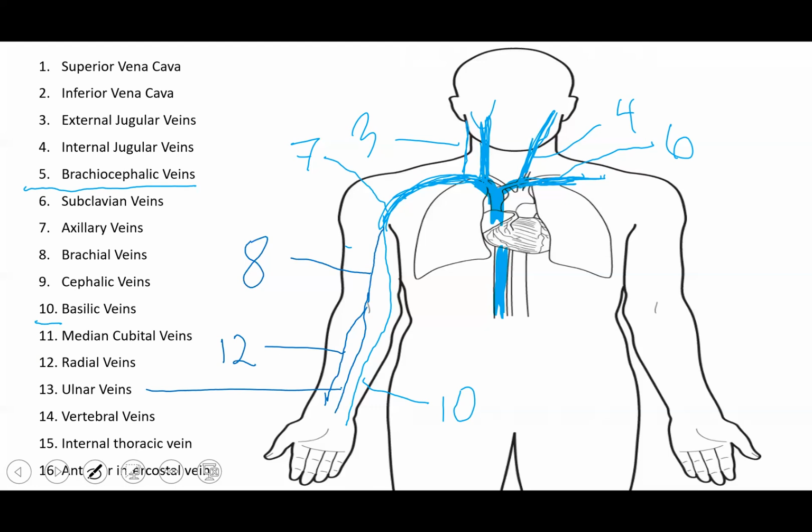Keep in mind that the veins are capacitance vessels. We actually have more veins than we have arteries. We have more space, more volume within these vessels to hold that additional blood volume. So we are going to see more veins in the arms and the legs than we would arteries.